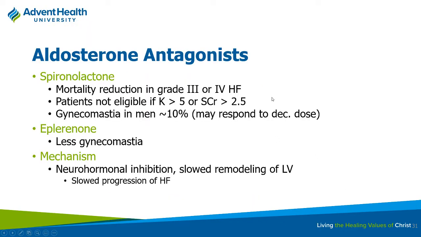So any questions from the first half? So continuing on with our CHF talk. Next off, we have our aldosterone antagonists, right? We have 2 drugs that fit into this category that we've talked about previously: spironolactone and eplerenone.